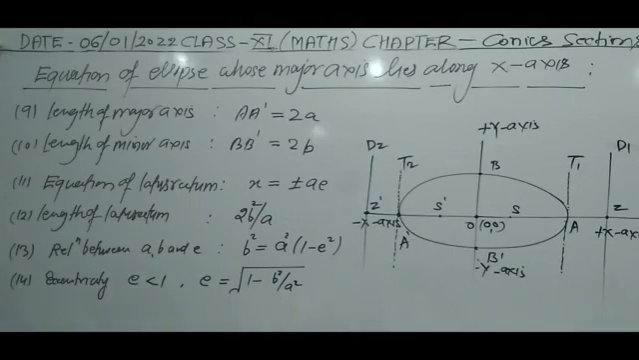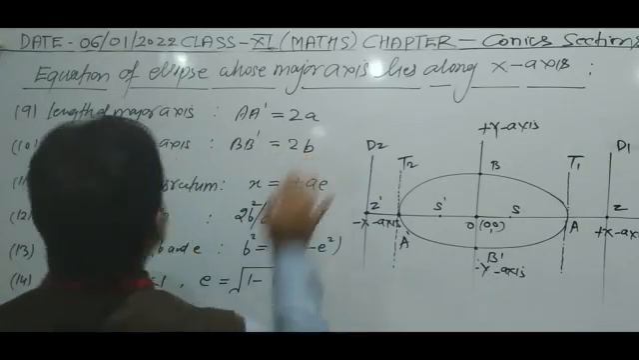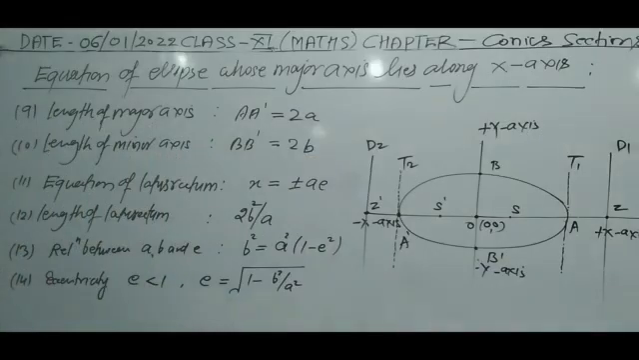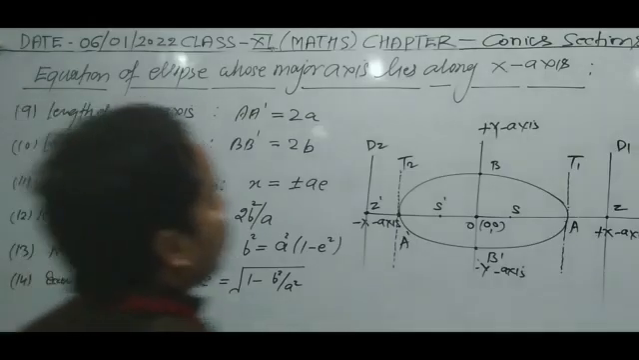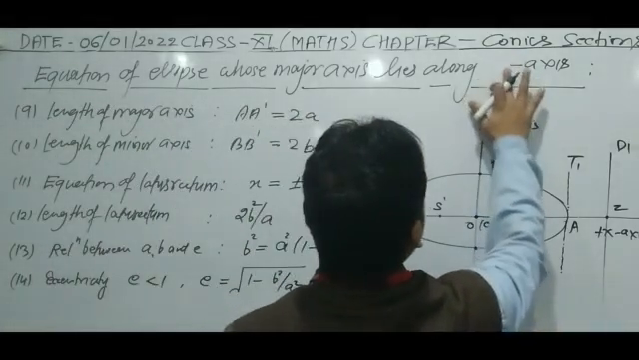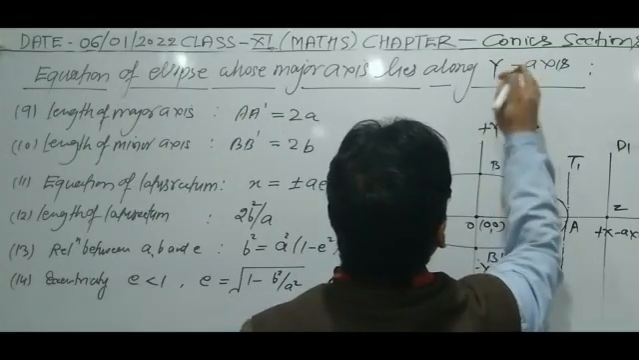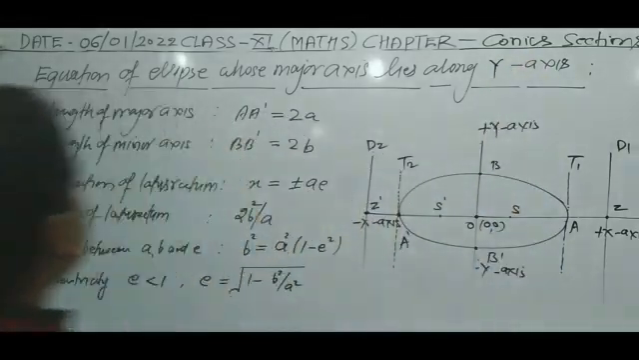And you know, now I will come to the next point. Equation of ellipse whose major axis lies along y axis. Now you can see, major axis lies along y axis.